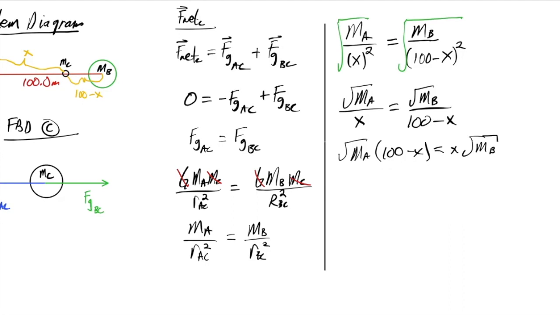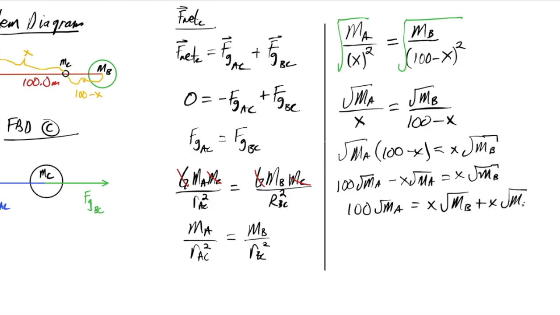So when I use distributive property, I'm going to take root MA here and I'm going to distribute across the two terms inside the bracket. So I get 100 square root MA minus X square root MA is equal to X square root MB. So now I have three terms in total. The terms of concern are these two terms here. So I need to collect like terms, which means I got to bring this X term over to the other side. Now, the reason why I'm bringing this term here to the other side is because of this negative here. So this gives us 100 square root MA is equal to X square root MB plus X square root MA.